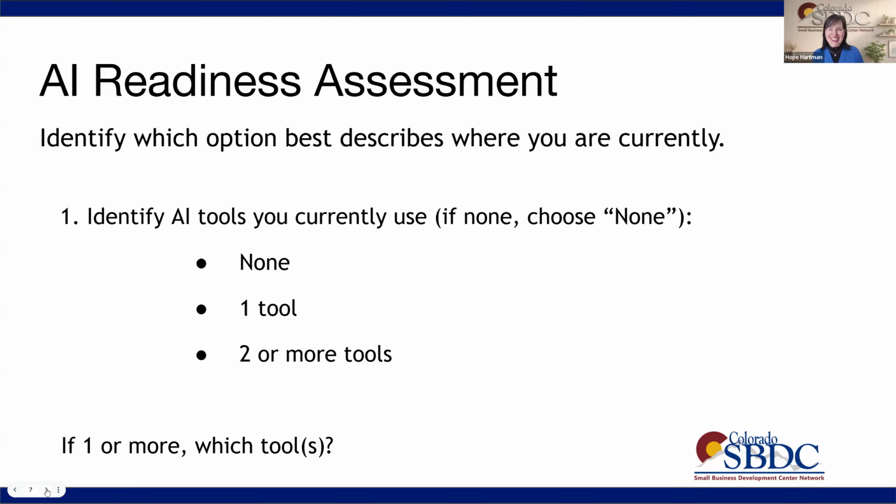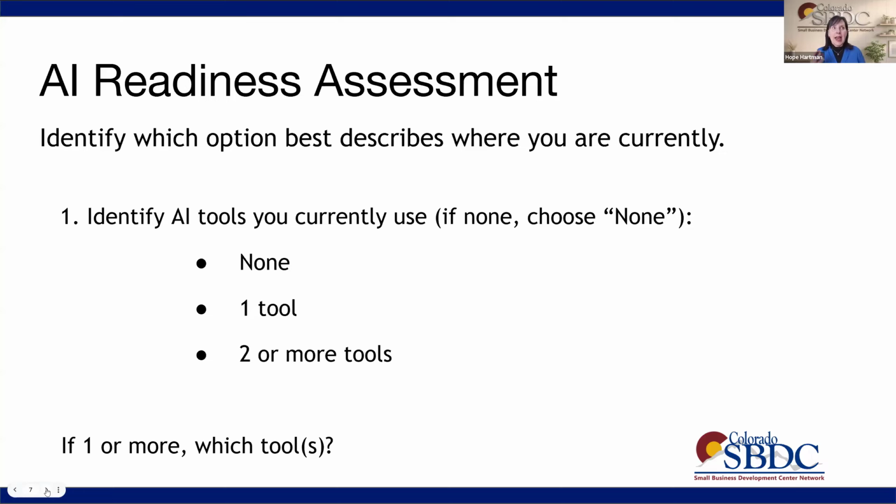I'm getting tongue twisted. Okay, so you're going to track across 10 items, 0, 1, or 2, and at the end, you'll add up those points. So if you need to stop this video and grab something to write with, or you can stop and start with each question, you work at your pace.